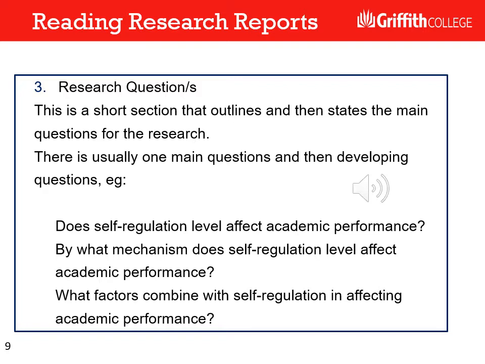Okay, so beyond that, we think, well, how does that work? So this is the part of the research where we try and get a bit more information out of our data. So the question could be, by what mechanism does self-regulation level affect academic performance? Another question could be, what factors combine with self-regulation in affecting academic performance? There could be a couple more as well. So most research reports have a main question and then some other questions to look more deeply into the reasons why and how of that question that they've originally asked.